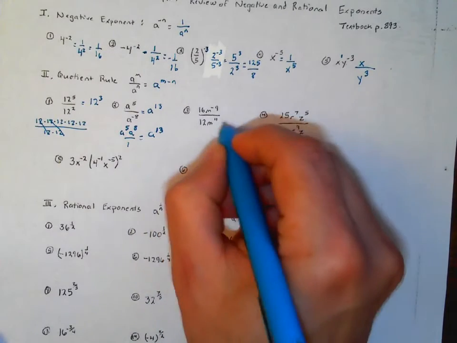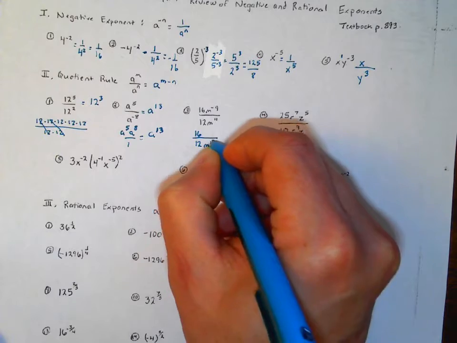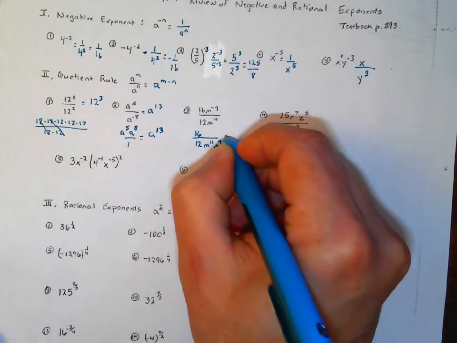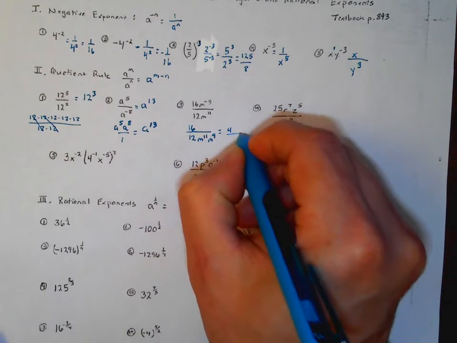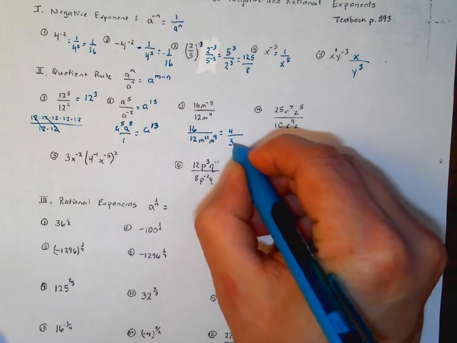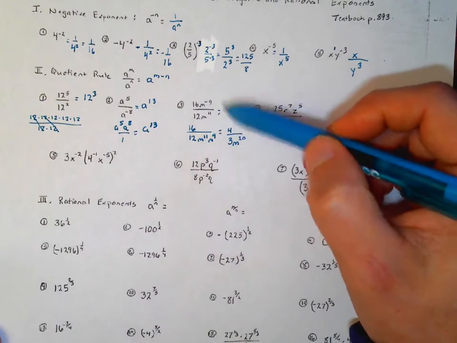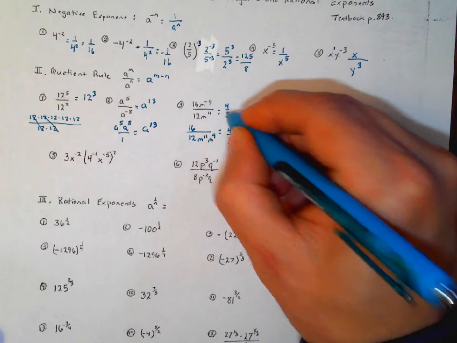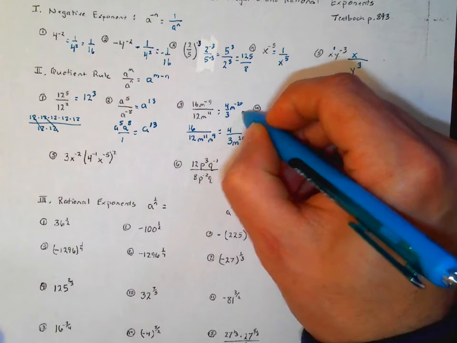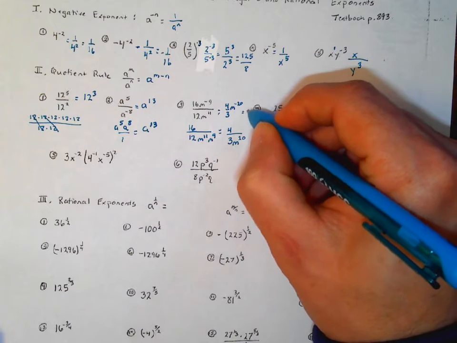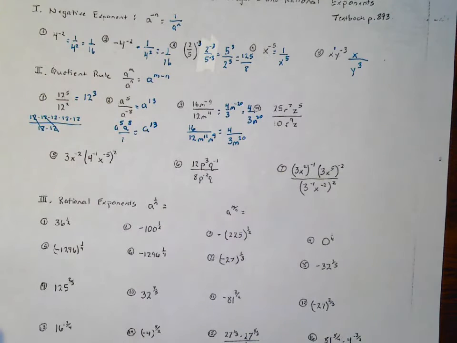Okay, this one, what I would do is make all things positive first. So I would move this to the bottom here. Okay, and then 16 over 12 is 4/3. And then when you multiply, you add, so you have m to the 20th. Okay, the other way of doing it is that divided by that is 4/3. And then negative 9 minus 11 would be m to the negative 20th. And since it's negative, you move it to the bottom. Okay, so that's the other way to think it through.